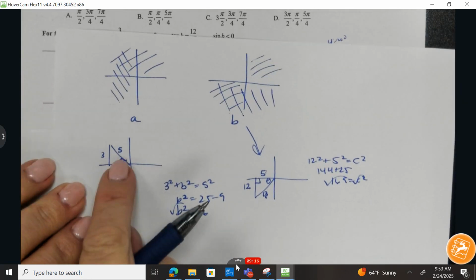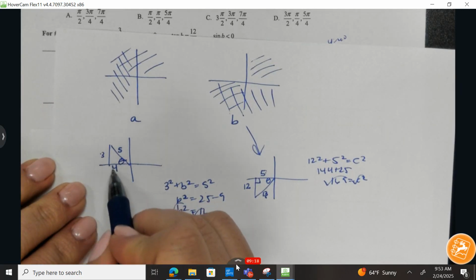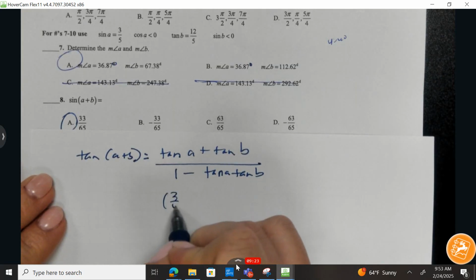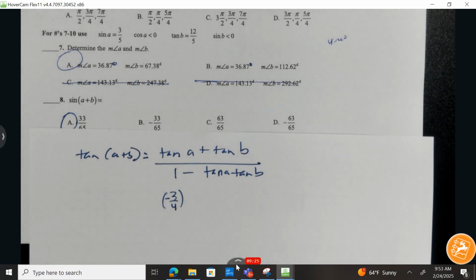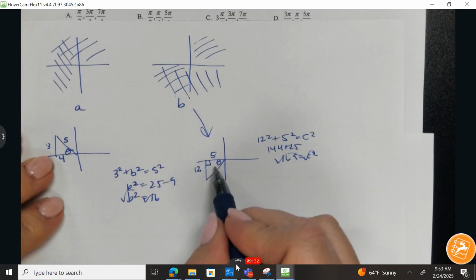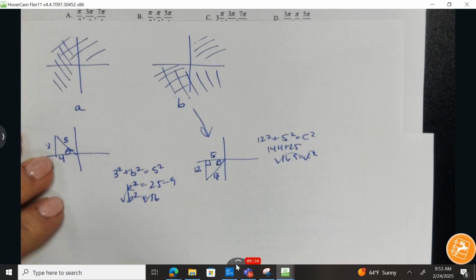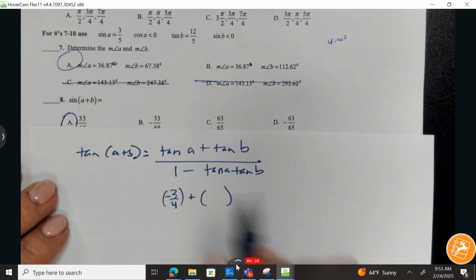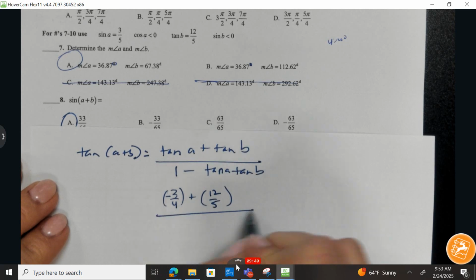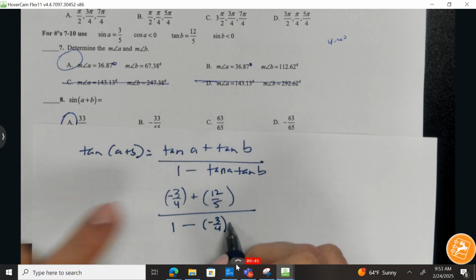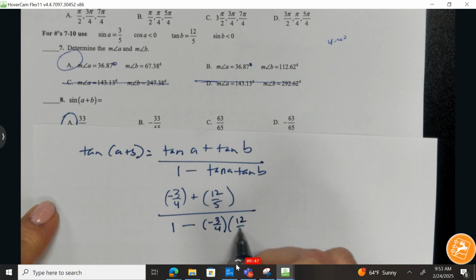Tangent A, so this is my A, tangent, opposite over adjacent. So this is 3 over 4, and I know it's negative because the terminal angle for A lands in quadrant 2. Okay, what's tangent B? Tangent B is opposite over adjacent, so 12 over 5, but in quadrant 3, tangents are positive, 12 over 5. Now, tangent A, I already know this is negative 3/4, and I know tangent B is 12/5.